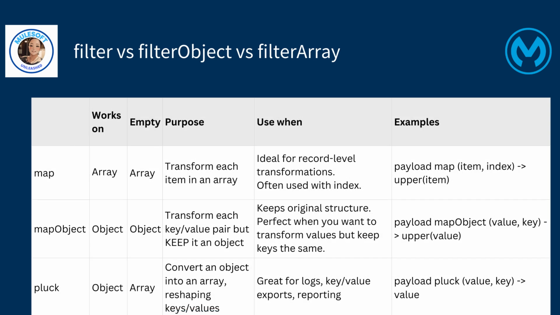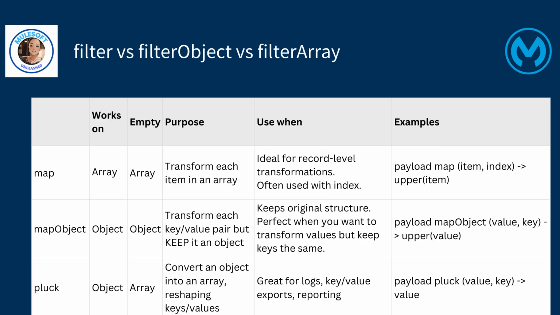Now let's compare three other important features, mapObject, map and pluck, side by side so you can see when to use each one. First, mapObject. This operator works on objects and lets you transform each key value pair. You can rename keys, update values, or even create entirely new key value structures, all while keeping the object format intact.